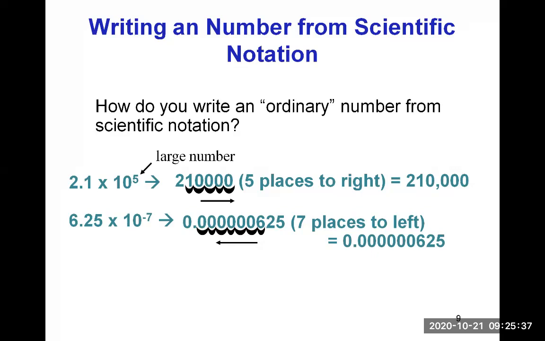So you see how, depending on whether you are going from scientific notation to regular notation or the reverse, you will move one way or the other. So that's why it's not a good way to remember which way you move, if it's a positive exponent or negative exponent. What you want to remember is that negative exponents are small numbers and positive exponents are large numbers.